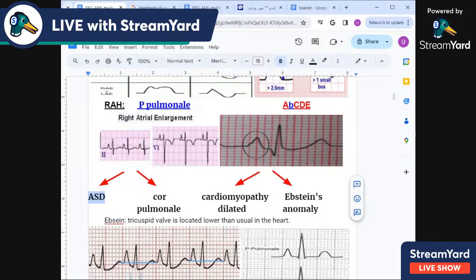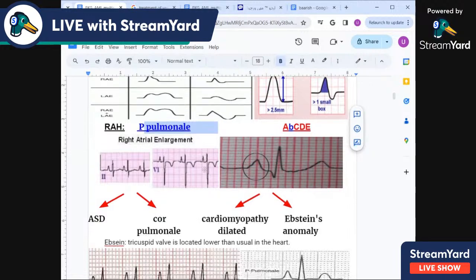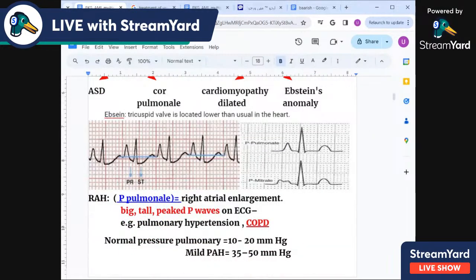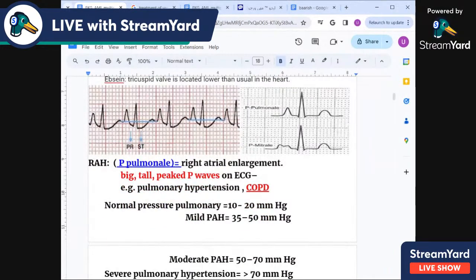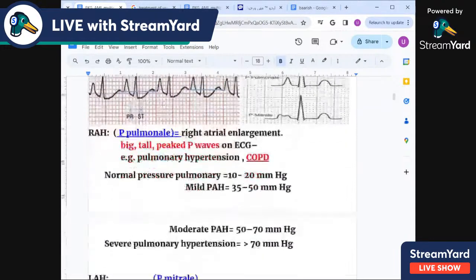So causes again: ASD, B there is nothing, C for cor pulmonale, D for dilated cardiomyopathy, and E for Ebstein anomaly, and this is P pulmonale or right atrial hypertrophy, tall peaked P wave with a voltage of more than 2.5. Here we go next to the left atrial hypertrophy. So this was the right atrial hypertrophy. I already explained it to you.